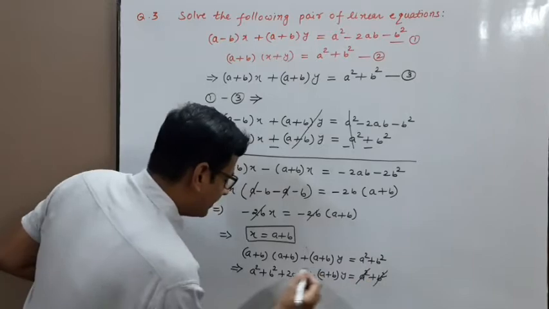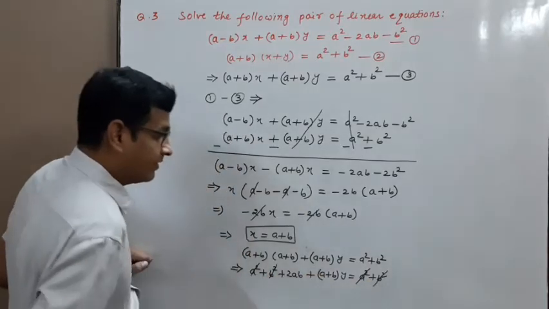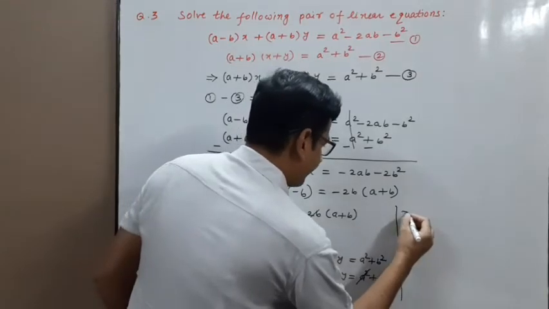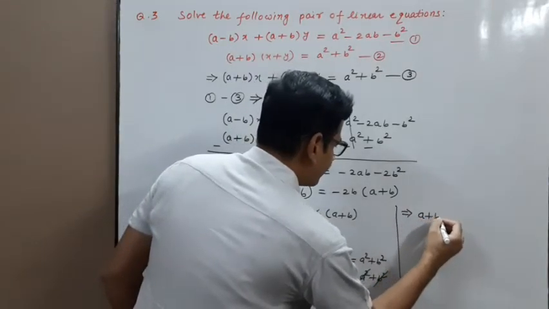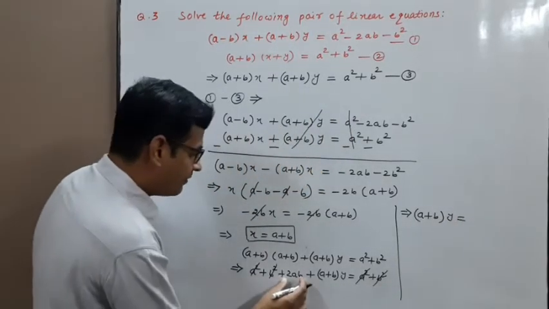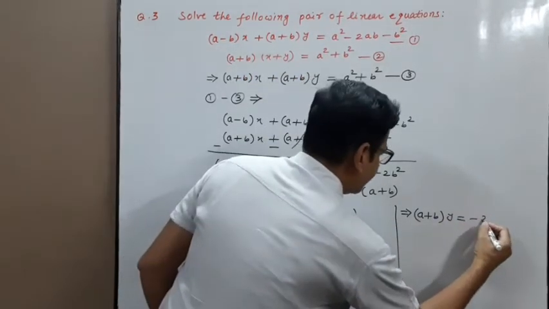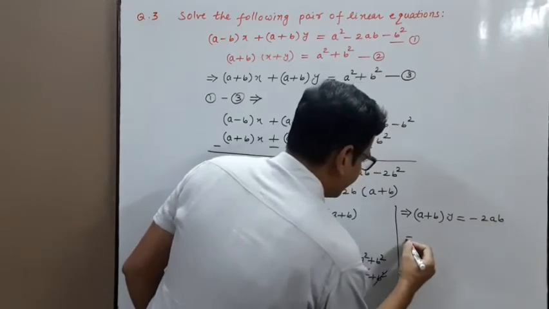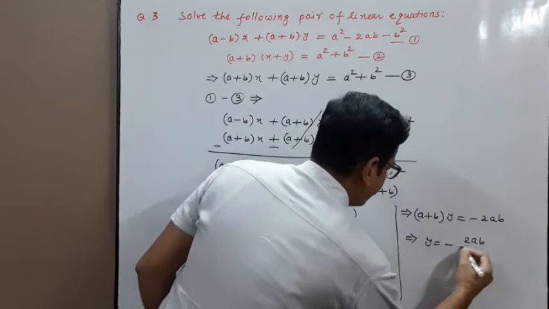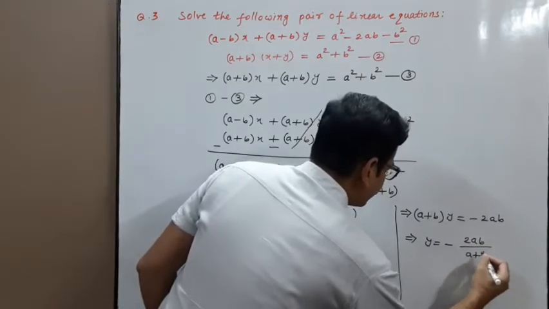a square and b square cancel. Next step, a plus b into y is equal to, send 2ab from LHS to RHS, we get minus 2ab. So the value of y is minus 2ab upon a plus b.